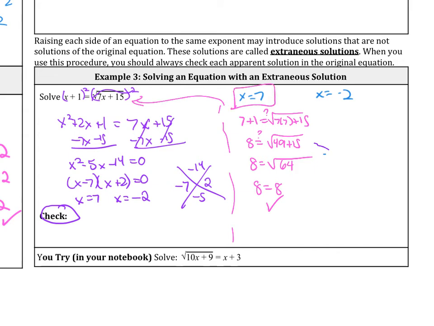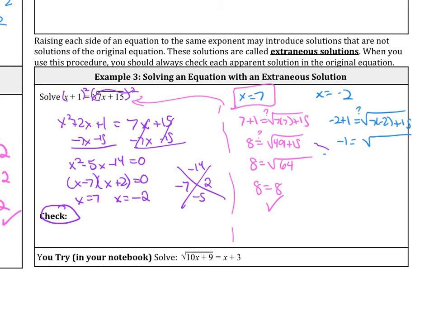Now let's check negative 2. So negative 2 plus 1, does that equal the square root of 7 times negative 2 plus 15? Negative 2 plus 1 is negative 1, and then whatever's in the square root. So what I want you to notice, first of all, is that this is a negative 1. Is there any way that we're going to get a negative out of this radical? No, we can't. So we can already see that this isn't going to work. This is an extraneous solution, but let's finish solving it to prove it.